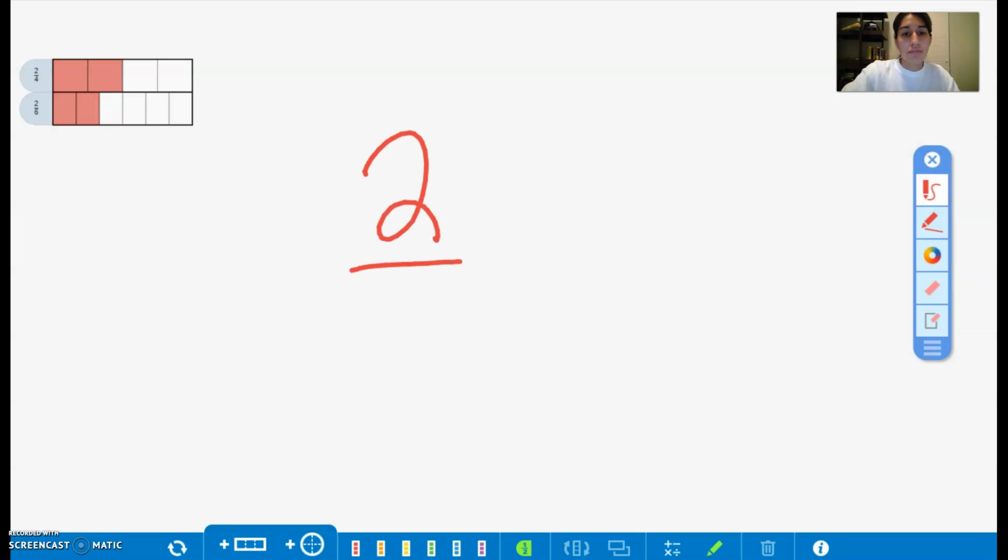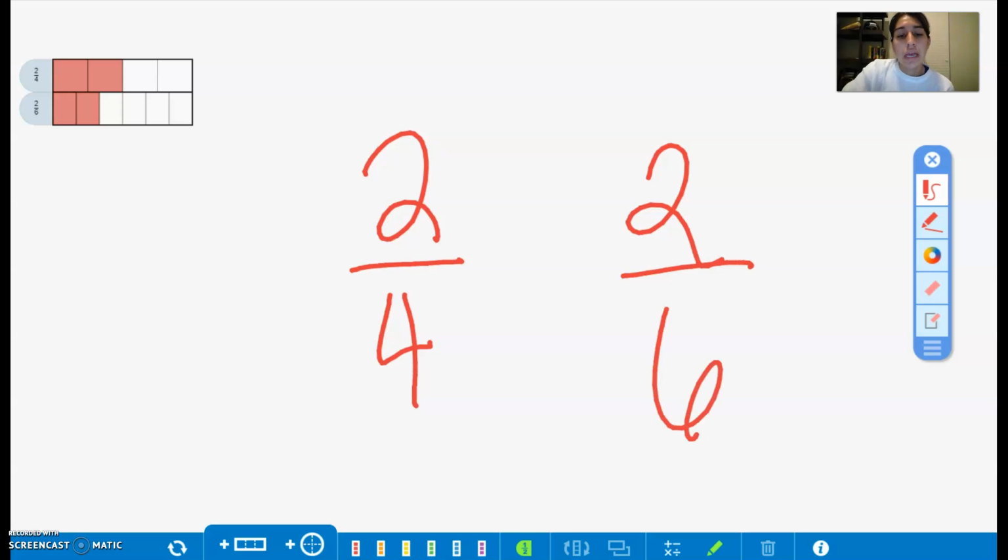Okay, 2 fourths. Okay. Compared to 2 sixths. Now I know that these fourths are bigger pieces, and I have 2 bigger pieces where 6 are smaller pieces. So my 2 bigger pieces are obviously going to be greater than my 2 smaller pieces. And I can prove that by looking at my model that I've drawn over here.